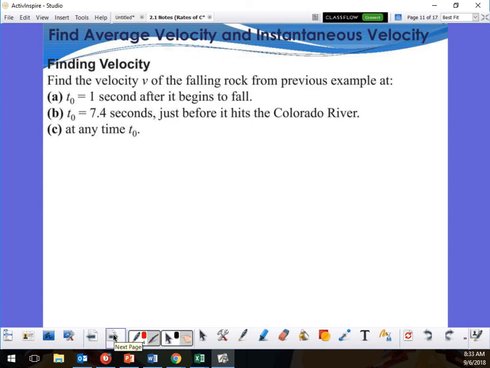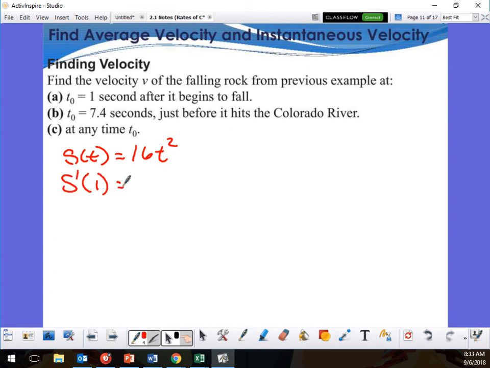So, previous example. Okay, we did the previous example, right? So if I had s of t is 16t squared, I can go through and actually find s prime. It would be at 1 second. So it's going to be s prime of 1.